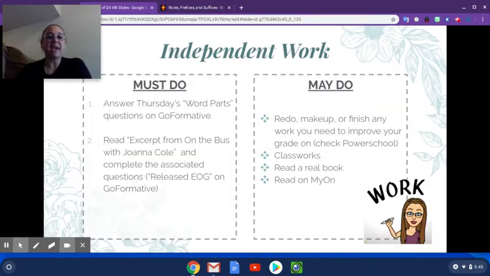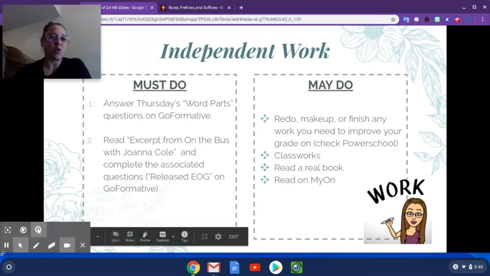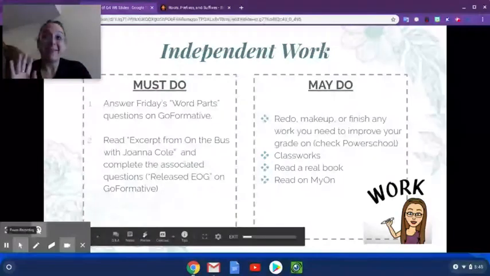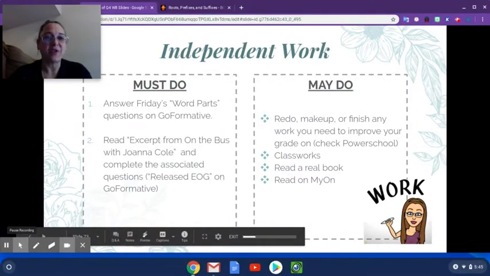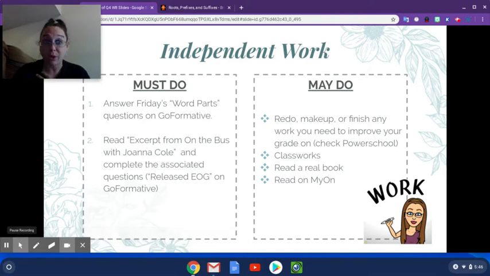Getting into your work today, you will answer Friday's word parts, not Thursday's. Let me change that for you. There you go. All better now. All right, so you're going to answer Friday's word parts, which is the questions on Google Formative. You're also going to read the excerpt from On the Bus with Joanna Cole and complete the associated questions for the released EOG. Remember, I am asking that you do it on your own and that you do not get assistance from anybody else, as I'm really trying to see what you need to learn and not what somebody else knows because they assisted you. It's just from what you know.